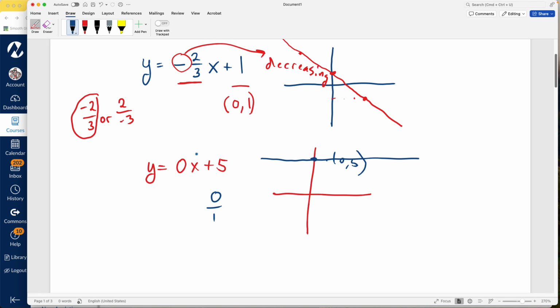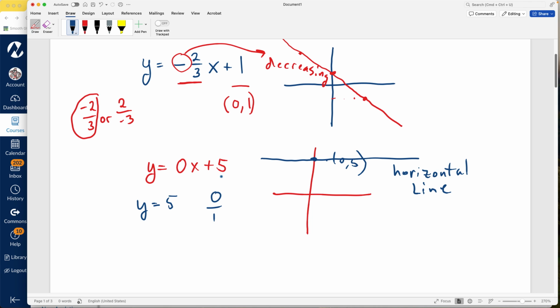Okay. Now you usually won't see 0x, because 0 times x is 0. You'll usually just see this as y equals 5. So when the x is invisible, what you know is you've got y equals, which is going to give you a horizontal line. Okay? So we have increasing, we've got decreasing, we've got horizontal. What's the last type of line we could have? A vertical line. And where's that going to come from?